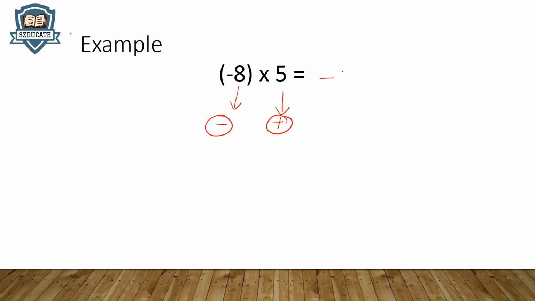And you get a negative result. 8 times 5 gives you 40. By the way, you don't have to write all these arrows. For example, I'm going to erase all these. You don't need to write all this. You only need to write this.